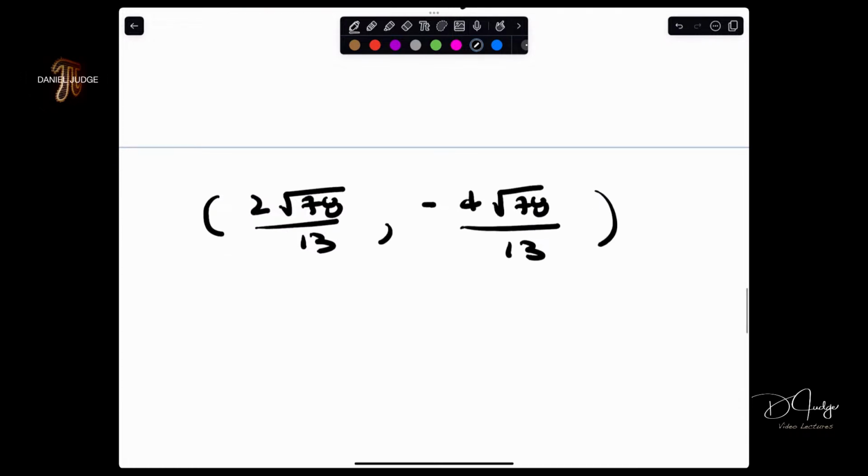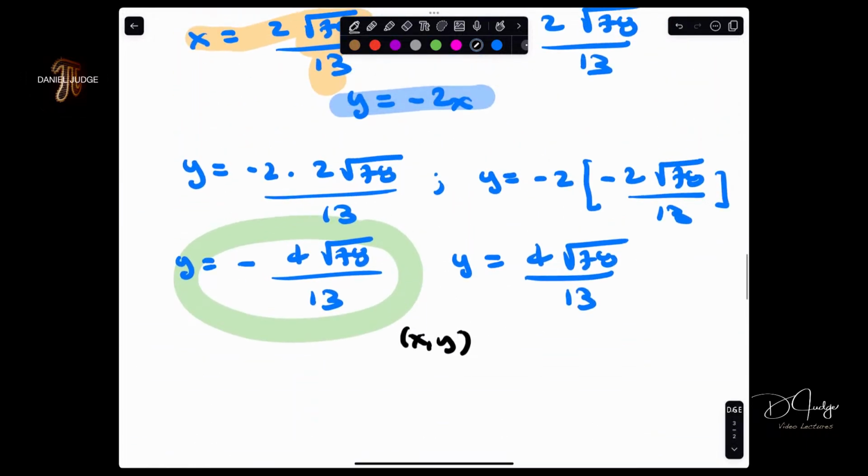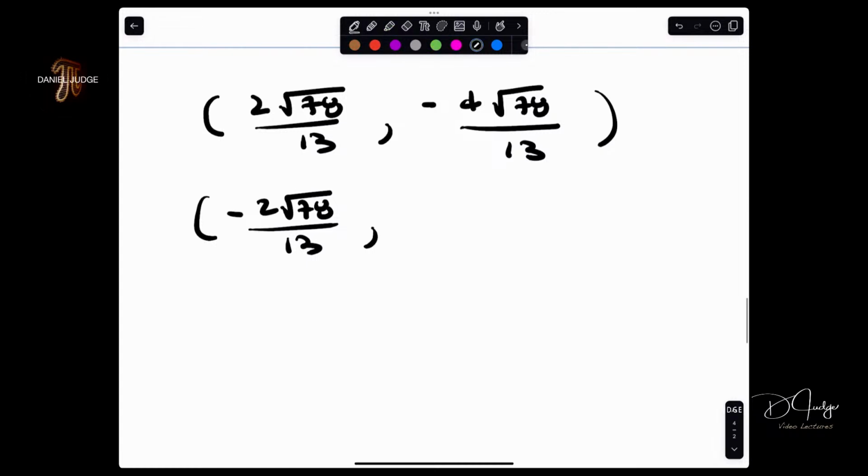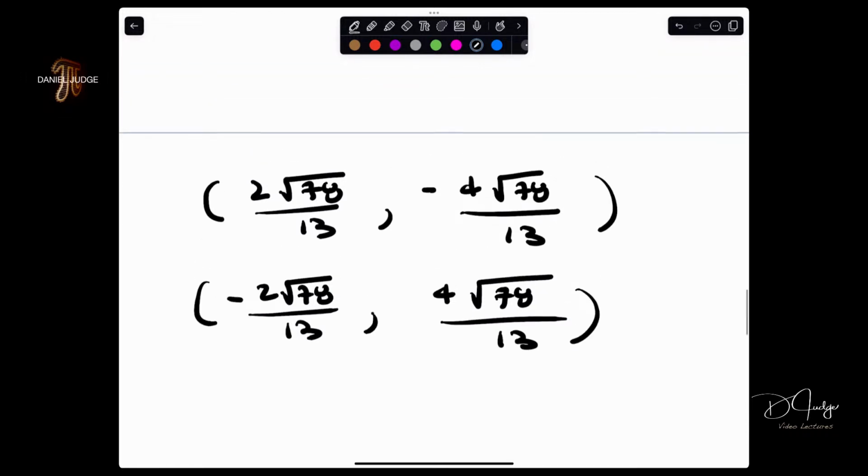Now, similarly, when x is negative 2 square root of 78 over 13, we found over here this is your y value: 4 square root of 78 over 13. So here are the points. This is what they're looking for.